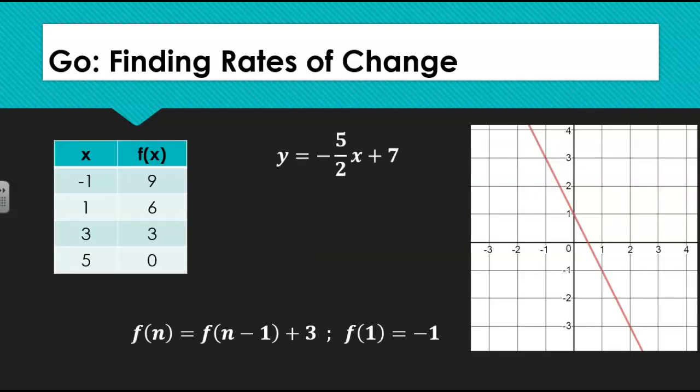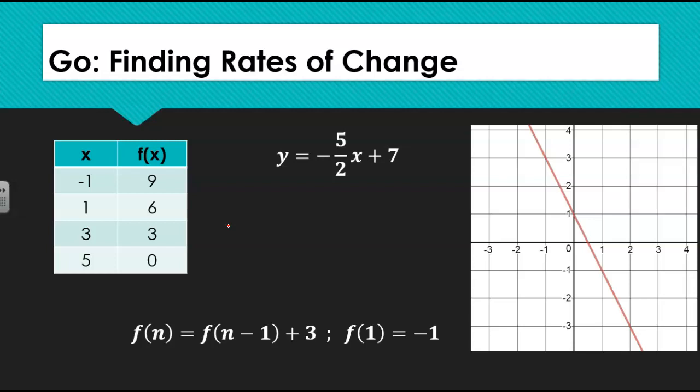In the Go section, we are looking at finding rates of change for functions that are represented in different ways. So we're going to look first at the table. And when we're looking for the rate of change, these are linear functions, and we know that they are increasing or decreasing at a constant rate. So we're trying to find that constant rate.